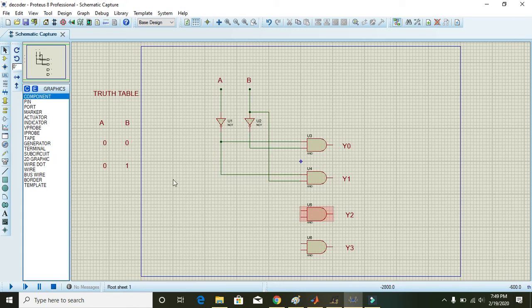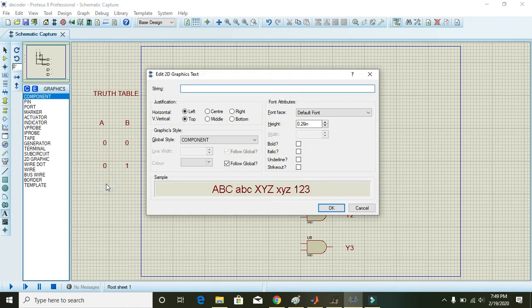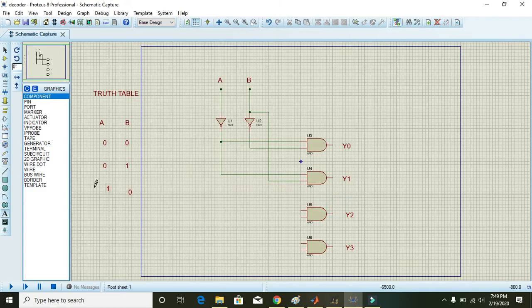For the third AND gate, the third possible combination is 1 0. So A is 1 and B is 0. We will connect the first input to A, but as A is 1, you can connect it before the NOT gate rather than after. And B is 0, so we can connect B after the NOT gate.